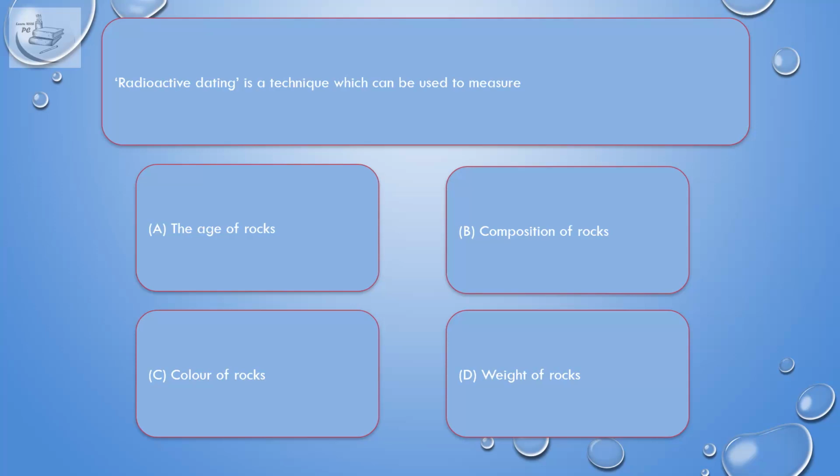Question: radioactive dating is a technique which can be used to measure A. The age of rocks. B. Composition of rocks. C. Color of rocks. D. Weight of rocks. Correct answer is A. The age of rocks.